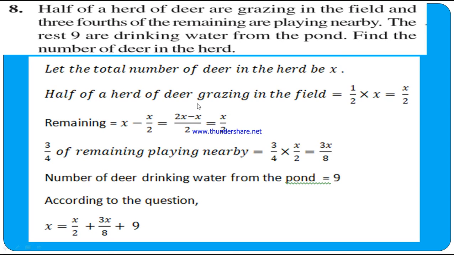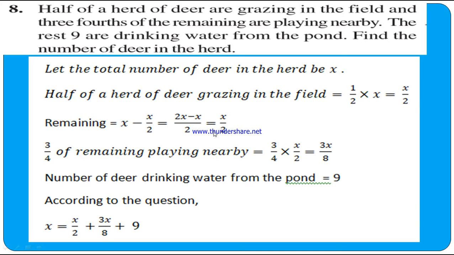Half of the herd of deer grazing in the field means half, that is 1 by 2 of the herd of deer. The herd of deer we have taken as variable x. So 1 by 2 multiplied by x, when you simplify, is x by 2. So x by 2 deer are grazing in the field.